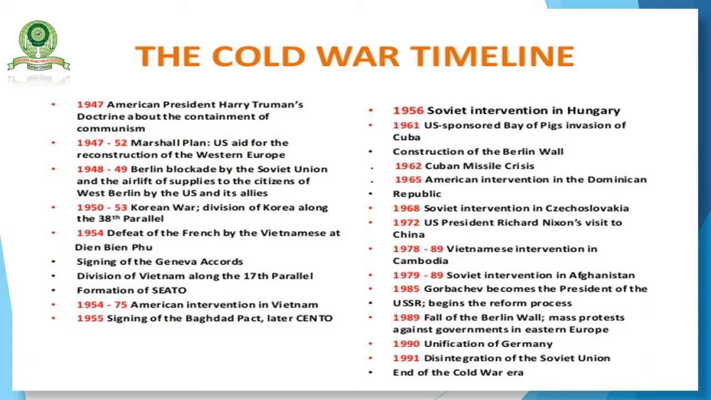The Cold War timeline years. Starting from 1947, American President Harry Truman's doctrine about the containment of communism. In 1950 to 53, Korean War. And the next, 1962, Cuban Missile Crisis. In 1990, unification of Germany. In 1991, disintegration of the Soviet Union. And one thing more, you have to learn all the Cold War years very carefully.